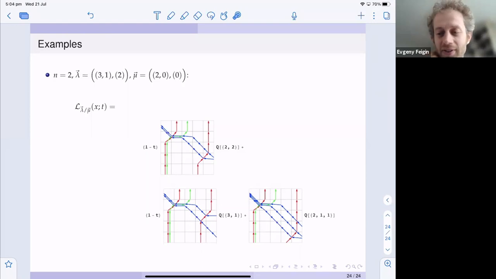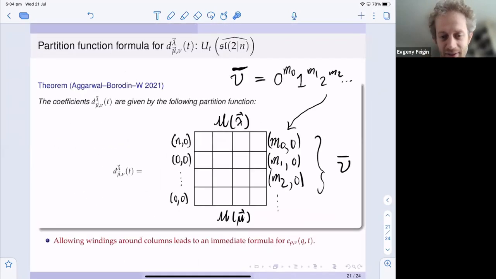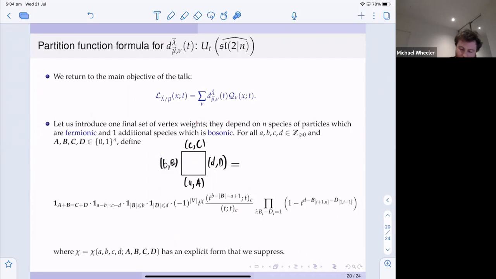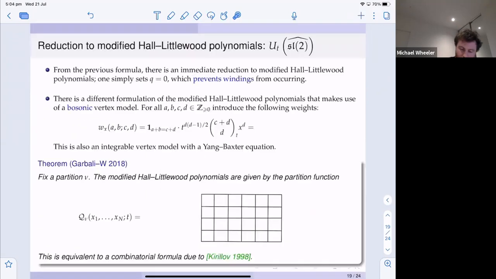Well, you skipped one slide about SL2 hat. Can you give some details or say some words about that? Right. So yeah. So my plan here was to talk about two different formulas for the modified Hall Littlewood polynomials.